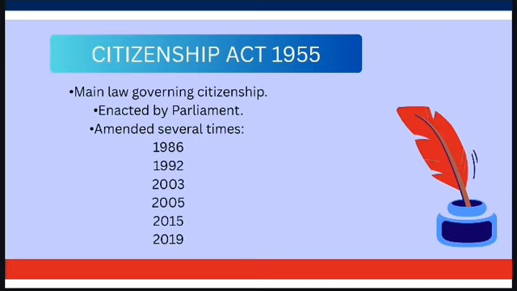Next is Citizenship Act 1955. The Citizenship Act 1955 is the principal law governing citizenship in India. It provides detailed rules regarding acquisition and loss of citizenship. The Act has been amended several times to address changing circumstances. Major amendments occurred in 1986, 1992, 2003, 2005, 2015, and 2019. These amendments modified rules related to birth, descent, OCI status, and the Citizenship Amendment Act.